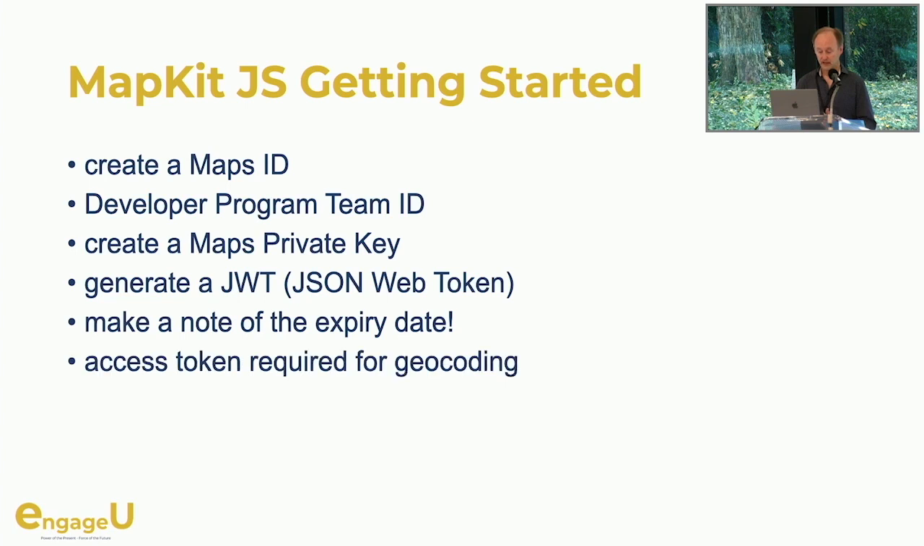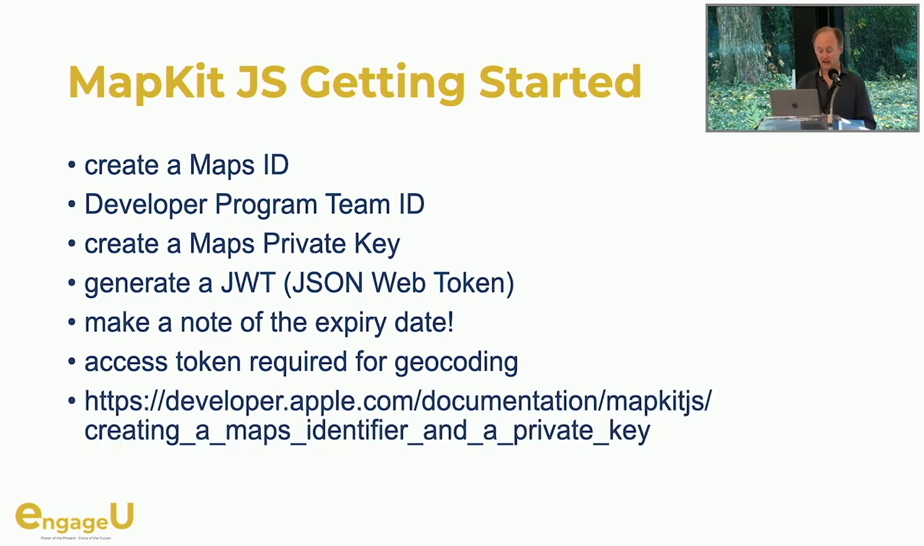And when you're geocoding, you need to generate an access token, which my demo file will show you how to do. But yeah, you use the JWT to generate an access token. That's good for 30 minutes, and you can geocode and keep generating a new access token. All the details for creating all these IDs and private keys and so on is on the Apple Developer website at that URL.